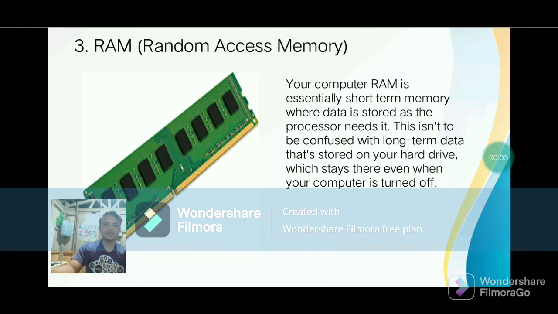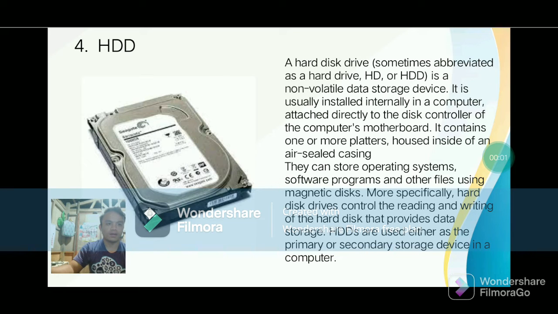The third one is the RAM, or the random access memory. Your computer RAM is essentially short-term memory where data is stored as the processor needs it. This isn't to be confused with long-term data that's stored on your hard drive, which stays even when your computer is turned off.